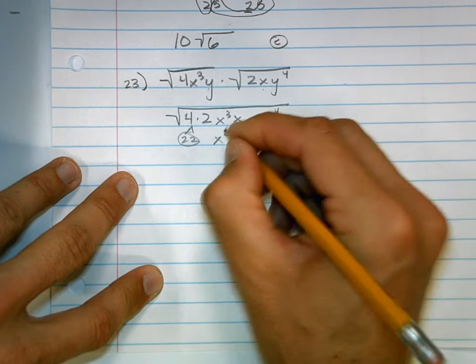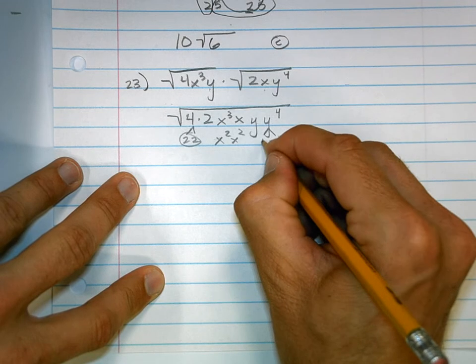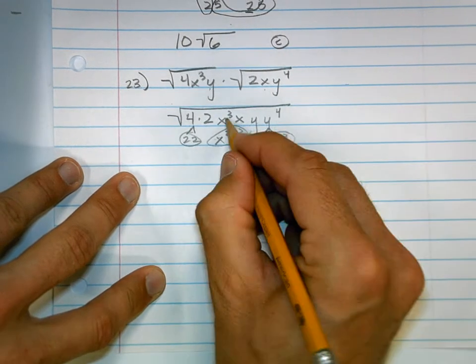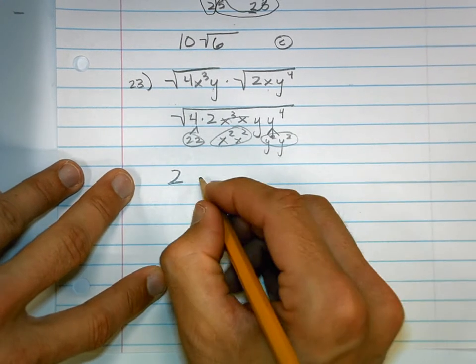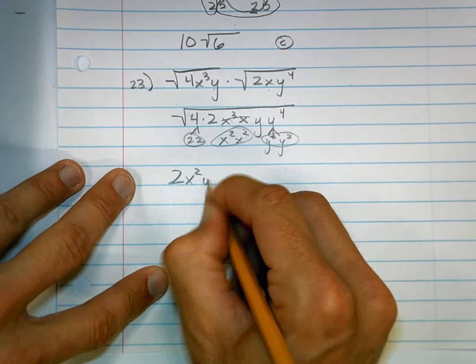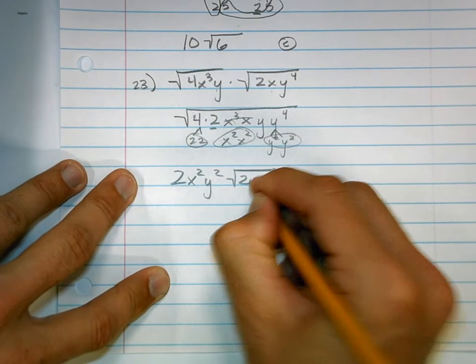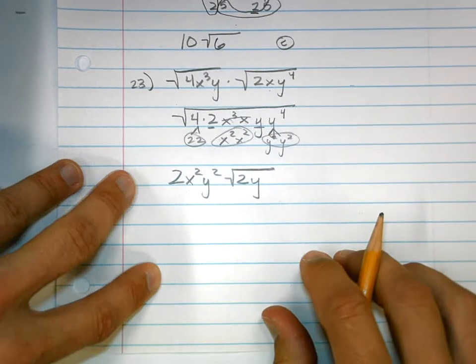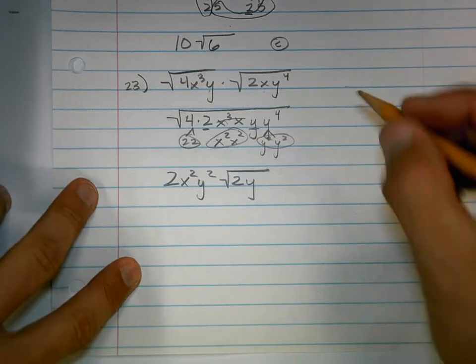so that's really x squared, and then this y to the 4th is going to become y squared. And there's a pair there and a pair there. These went away because I kind of combined them. So I'm going to take out a 2, and then x squared, y squared, and I'm left with a 2 here, and then I have a y left over. So it's 2x squared, y squared times the square root of 2y, and that is A.